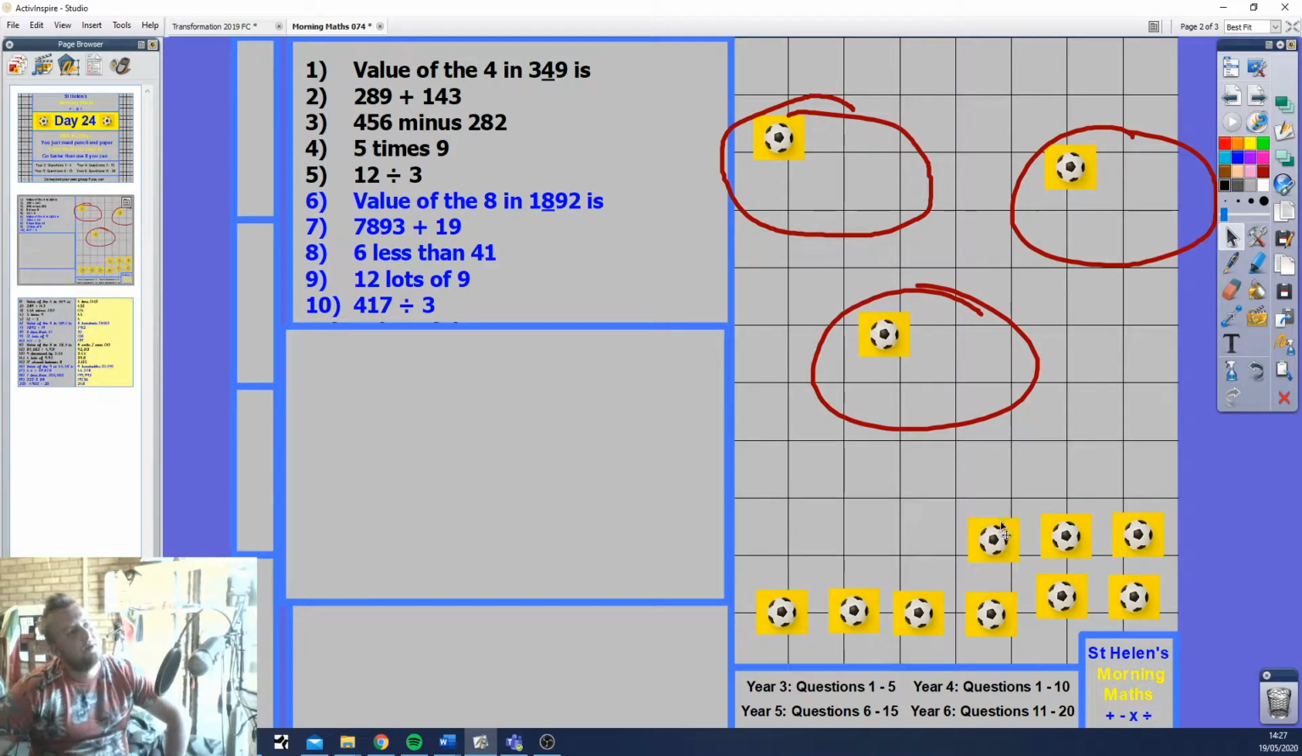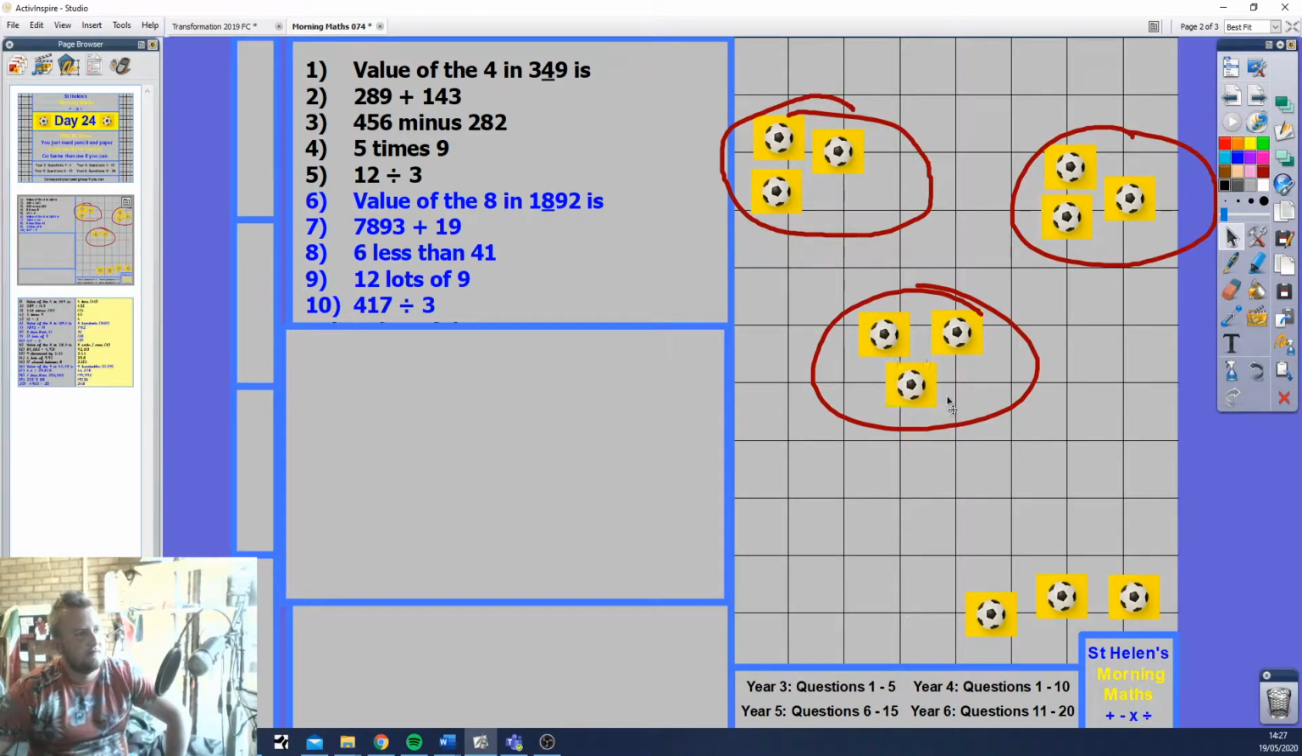Okay, 1 football in each bag. Let's go again. 1 there. 1 there. 1 there. Good. Let's go again. Keep going. Okay, so each one's got 3, but we're not finished yet. We've got 3 more over here. 1 in there. 1 in there. And 1 in there. And there you go. So I've split. Each bag gets 4 footballs.